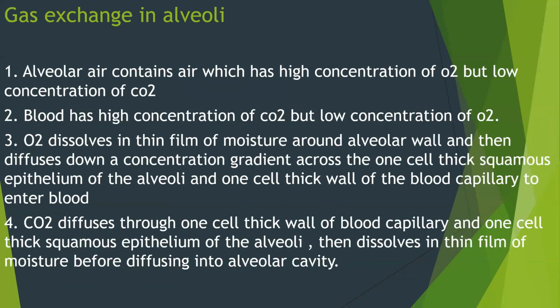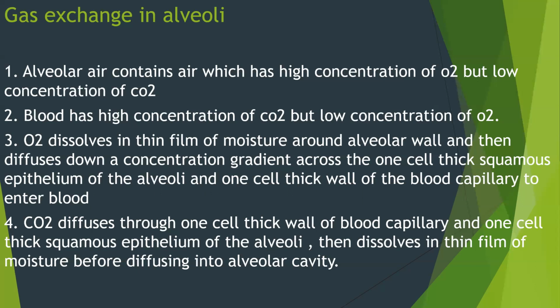Now we'll talk about the gas exchange in the alveoli. We know that the alveolar air contains a high concentration of oxygen but a low concentration of carbon dioxide, because this is the air which we have breathed in. But the blood which is brought to the alveoli has a higher concentration of CO2 and a low concentration of oxygen. It's the deoxygenated blood which is brought to the lungs by the pulmonary artery, and the pulmonary vein carries it back to the heart. We'll cover this in the heart chapter, but just know that the pulmonary artery brings blood to the lungs and the pulmonary vein takes it away.